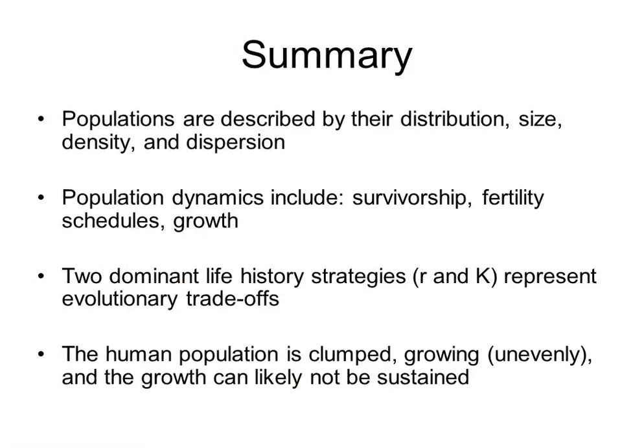In summary, populations are described by their distribution, size, density, and dispersion. Population dynamics include survivorship, fertility schedules, and growth. Two dominant life history strategies, R and K, represent evolutionary trade-offs. The human population is clumped, growing unevenly, and the growth can likely not be sustained.